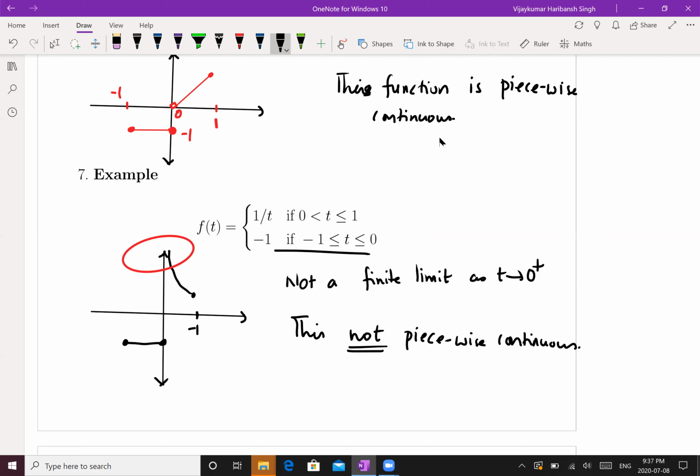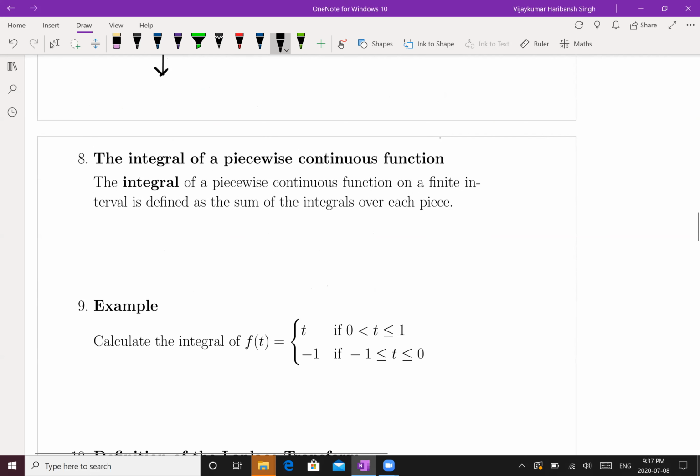Okay, so this function is not piecewise continuous. Now, if you have a piecewise continuous function, you can define the integral as the sum of the integrals over each piece. So suppose f is piecewise continuous. That means there's no option of infinite discontinuities, right?